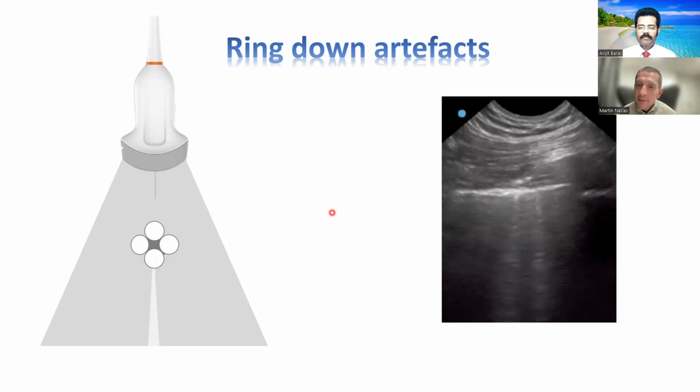But in the abdomen, for example, ring down can be quite helpful if you find it in liver. You know that there is gas in the biliary tree. So pneumobilia in people who have had a sphincterotomy or similar will create characteristic ring down artifact.